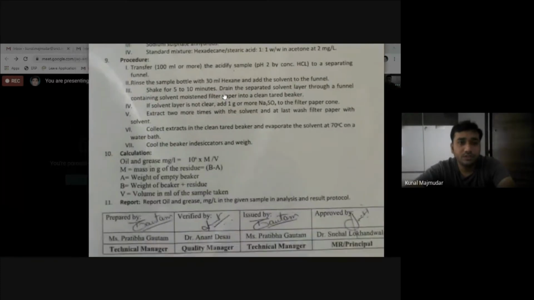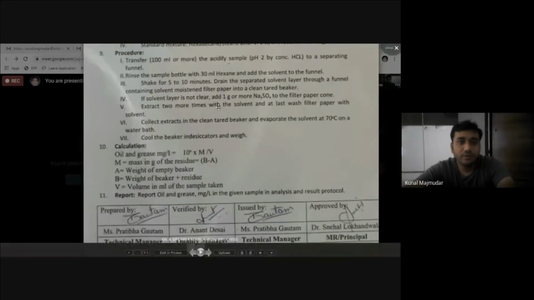Now what is the procedure? The procedure is you have to take 100 ml of sample. Make sure when you take your sample, it should be acidic, at acidic pH. If the pH is not acidic, just add 2 ml of concentrated H2SO4 or HCl. So it will reduce your pH to 2.